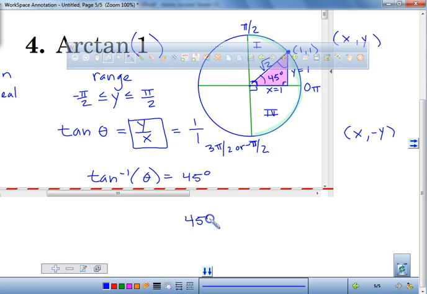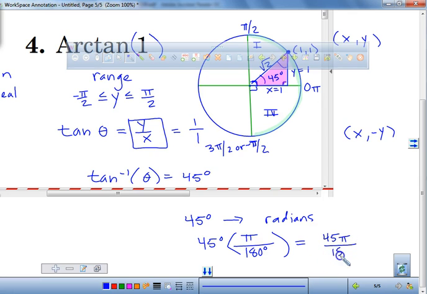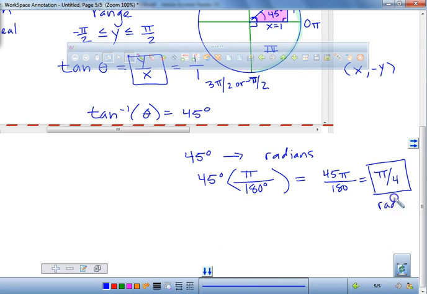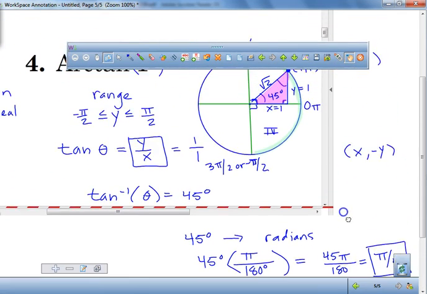But how can I convert that 45 degrees to radians? What am I going to have to do to convert the degrees to radians? That one. Pi over 180. So take 45 degrees, multiply it by pi over 180 degrees, and that will convert it to radians. So in the calculator, you can just do 45 over 180, and that reduces to pi over 4. And your answer is pi over 4 radians for this problem. Okay?